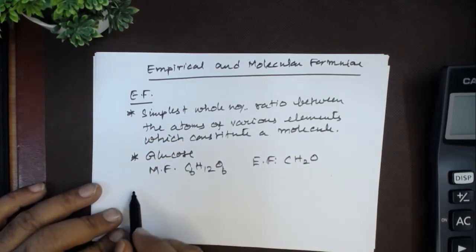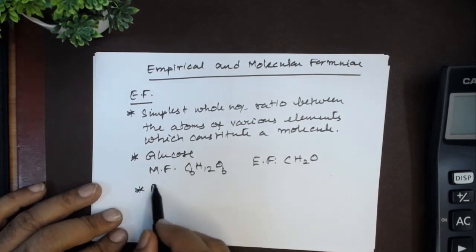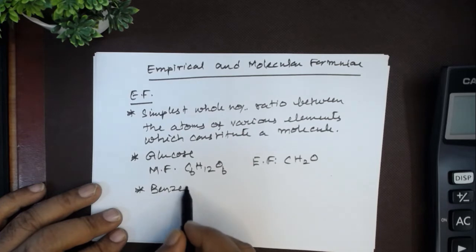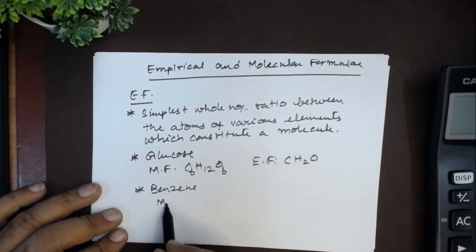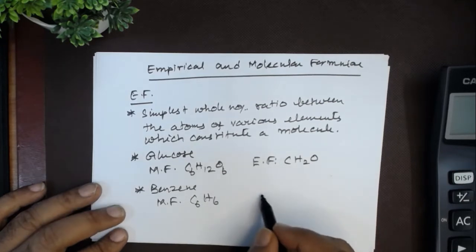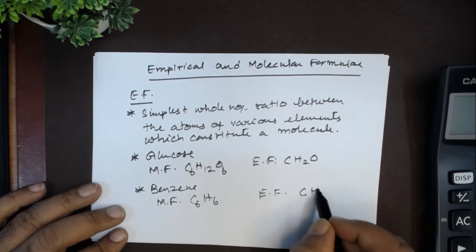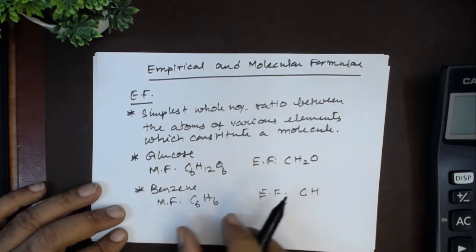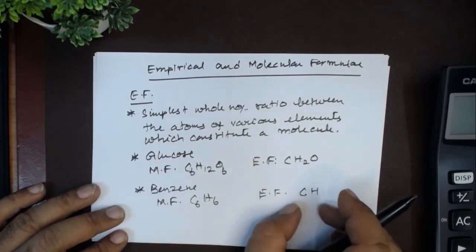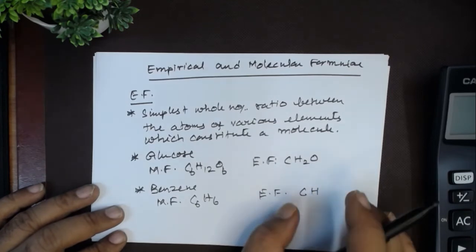Let me consider C6H6, benzene. Its molecular formula is C6H6. Its empirical formula is CH, because it can be simplified as a ratio 1:1, that is CH.